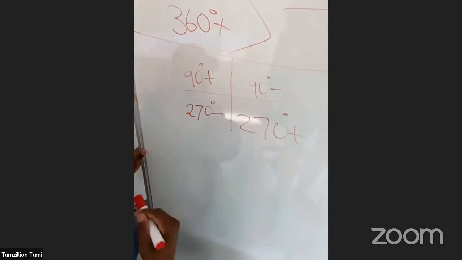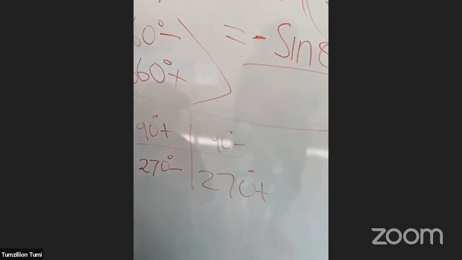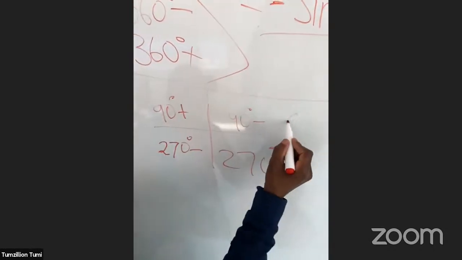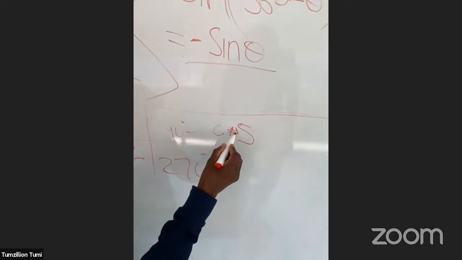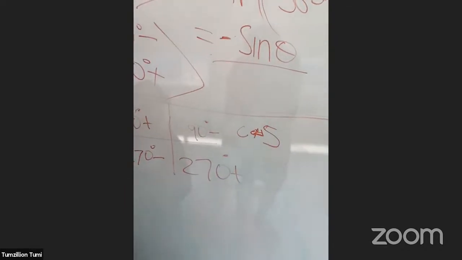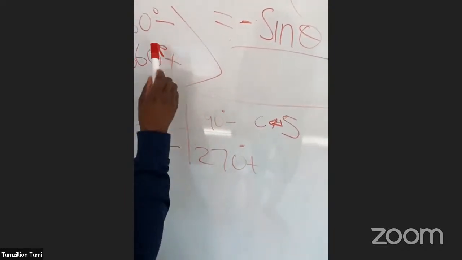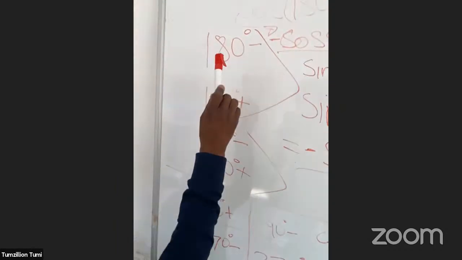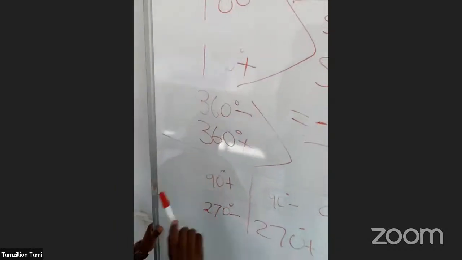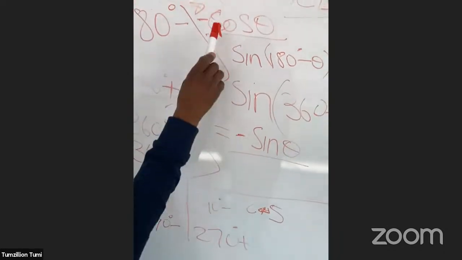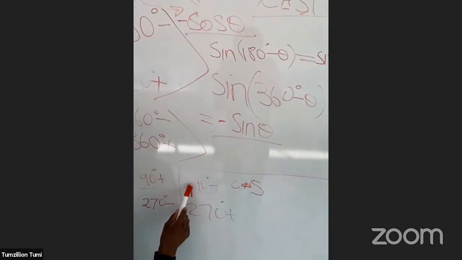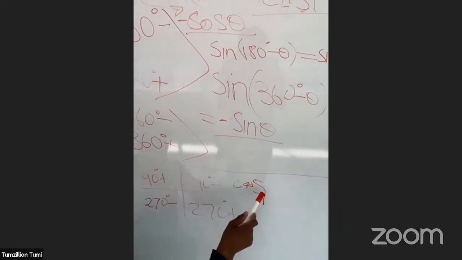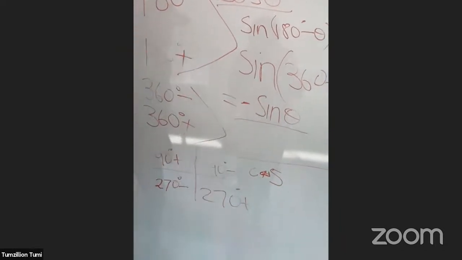Okay, so what is the trick here? The trick here is simple. When we are talking about cos and sine, remember that here we dealt with 180 and 360. Cos remains cos, sine remains sine. In this case, if you are discussing cos, cos is going to change to sine, and sine is going to change to cos.